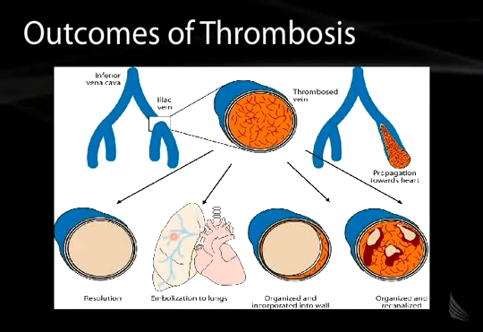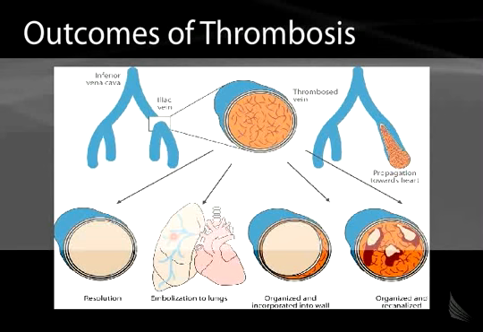Now, the outcome of thrombotic events can be seen in this cartoon here. The thrombi that are present within a vein can either resolve completely without any other sequelae. They can be organized and incorporated into the wall of the vein. They may organize and be recanalized in order to allow blood to flow through, or they can embolize and go to other organ systems, including the lungs.